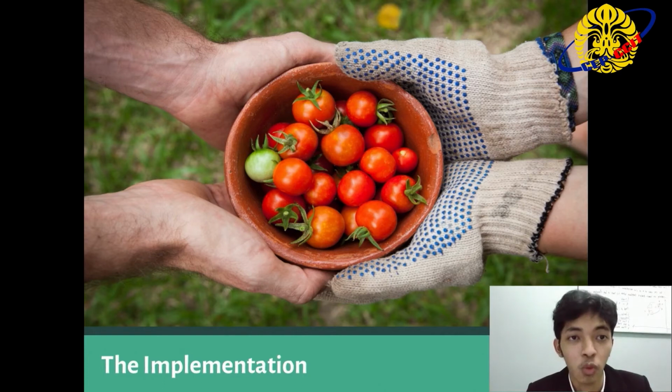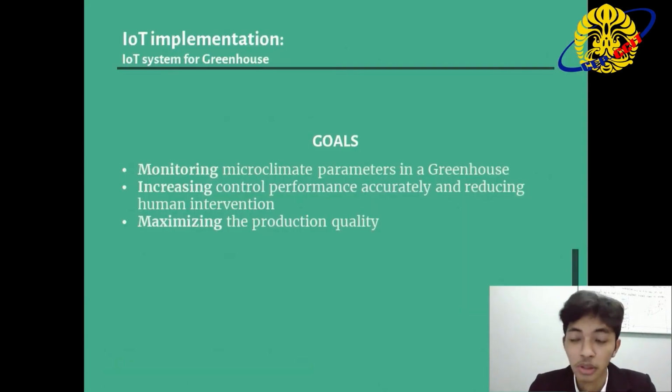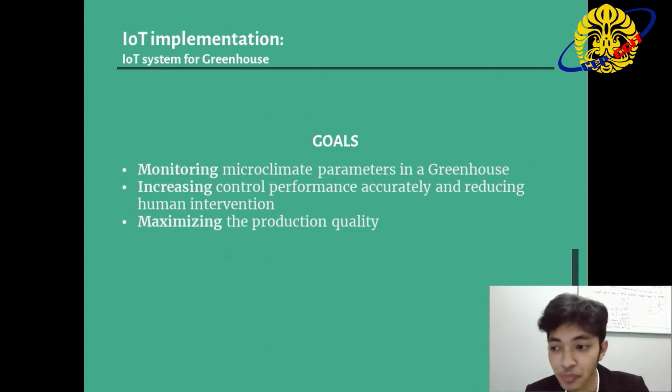In this section, I want to explain about the implementation of IoT system in a greenhouse. First, we have a few goals in this IoT system. By implementing IoT system, we want to monitor microclimate parameters in a greenhouse. For example, we want to monitor the temperature, soil moisture, and sunlight.